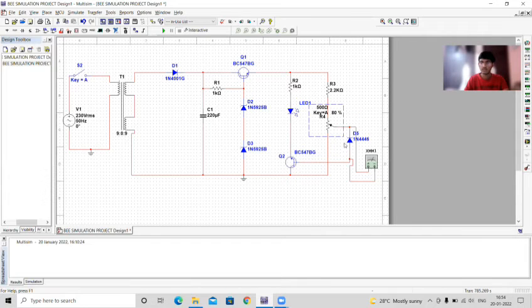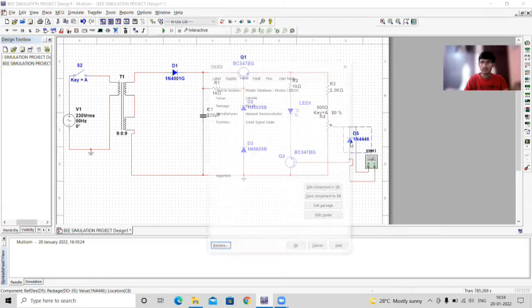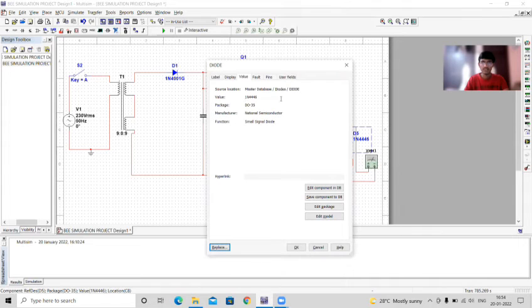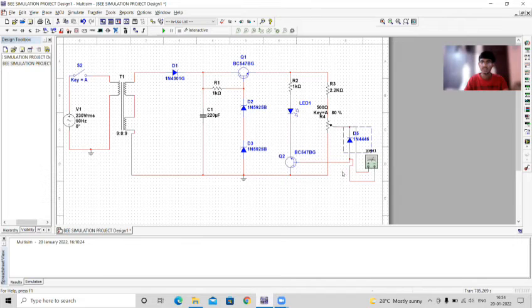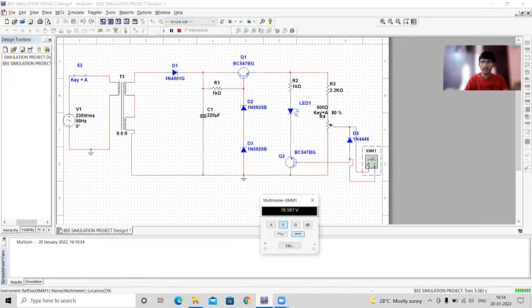So now we have taken another diode, that is 1N4446, for checking the voltage across it. That's why we have put one multimeter across it. So now let's run our circuit. First of all, we will plug in the key. Now let's run. As you can see, there is 16.5 and it varies from time to time.